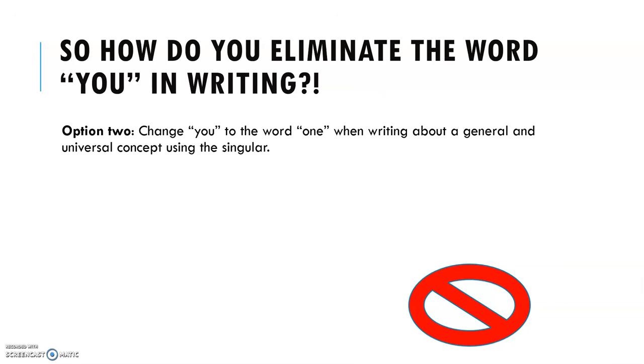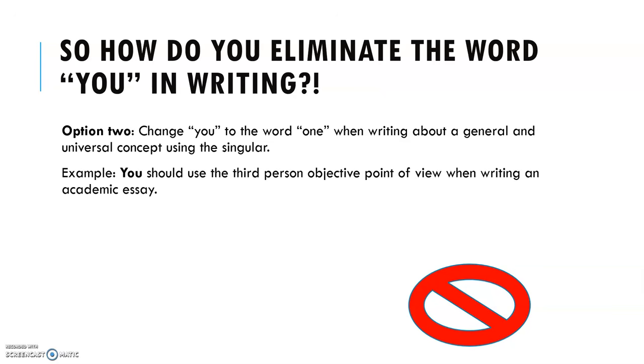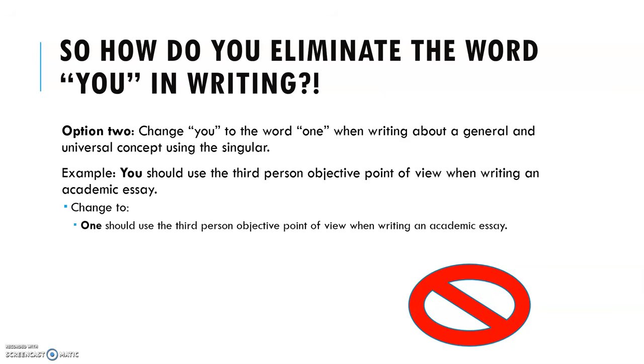Your second option is to change that word "you" to the word "one" when writing about a general and universal concept using the singular. Here we have a sample sentence. You should use the third person objective point of view when writing an academic essay. All you would need to do here is replace the word "you" with the word "one."